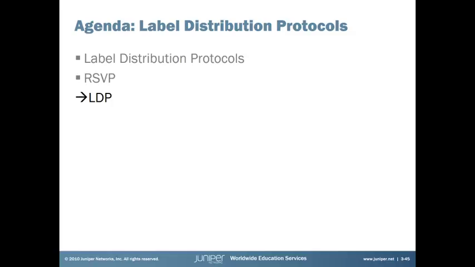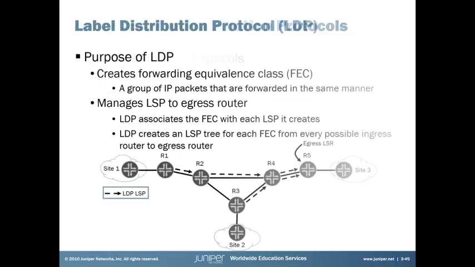LDP, the Label Distribution Protocol, is designed specifically for MPLS. It creates a thing called a forwarding equivalence class, or FEC, a group of IP packets that are forwarded in the same manner. It manages the LSP to the egress router, and LDP associates the FEC with each LSP it creates. It creates an LSP tree for each FEC from every possible ingress router to the egress router. So essentially it follows the IGP best path.